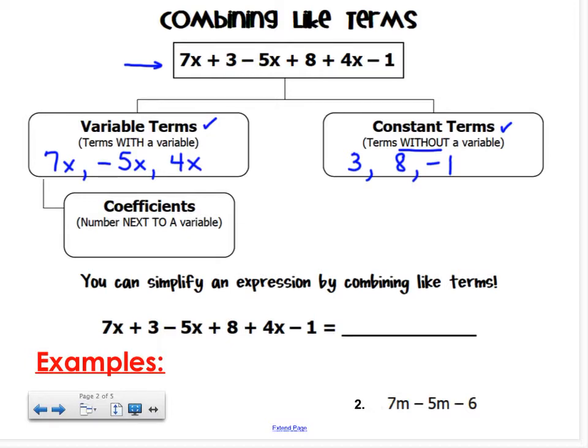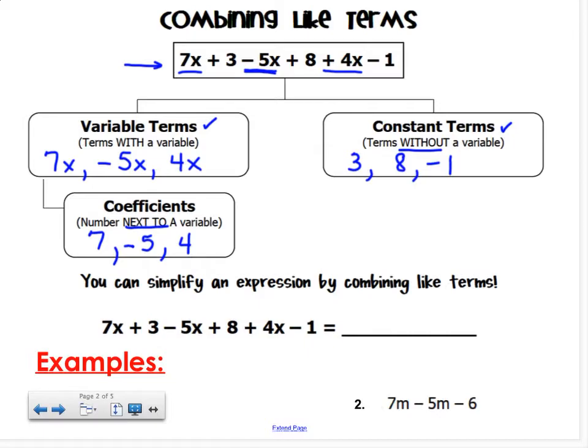When we look at variable terms, we notice that they have a variable and a number next to the variable. The number next to the variable is called a coefficient. So in this example, 7 is a coefficient, negative 5 is a coefficient, and 4 is a coefficient. It's really important that you remember to keep the sign of a number with the number immediately following the sign. So this is a positive 7x, the 5x is a negative 5x, and this 4x is a positive 4x.